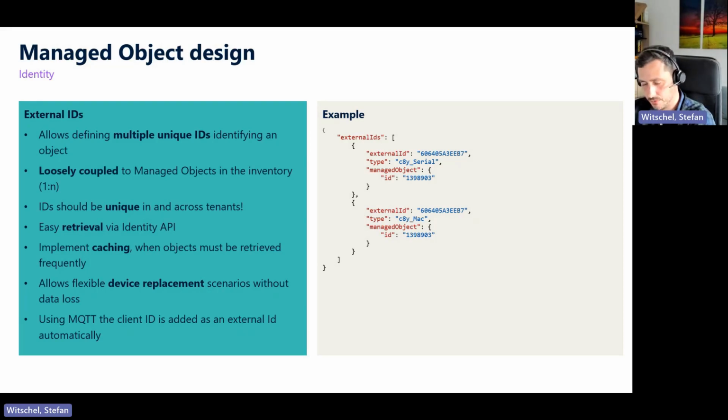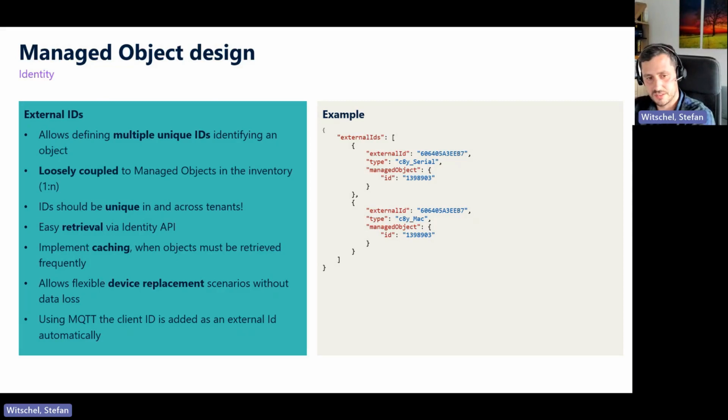If you want to do it so. You can also create a new managed object with a new ID, and then you have the old data on the old managed object, the new data on the new managed object. This can all be realized with the identity API.